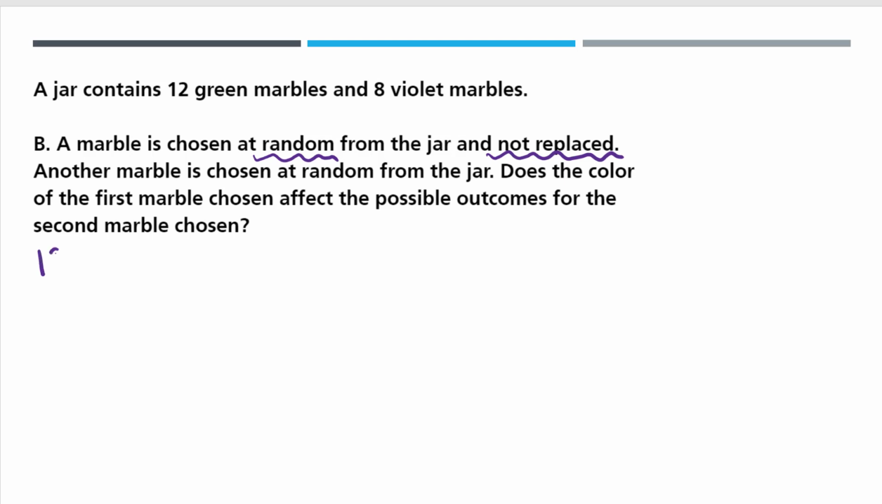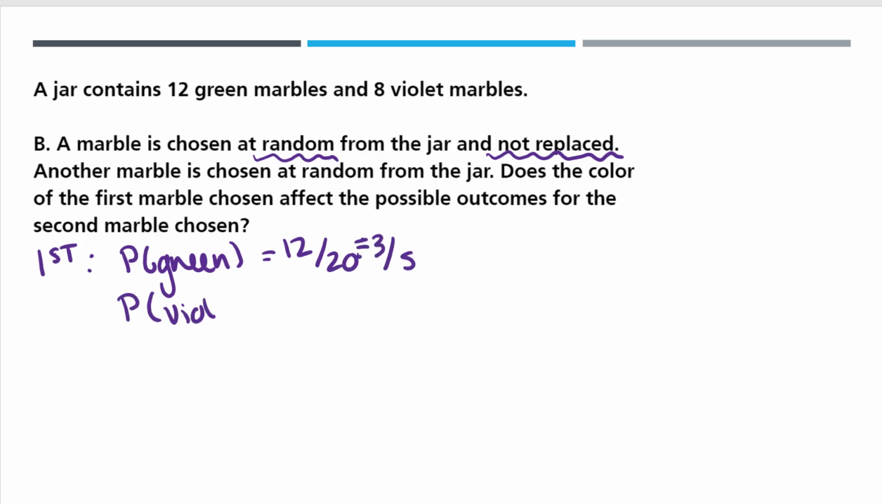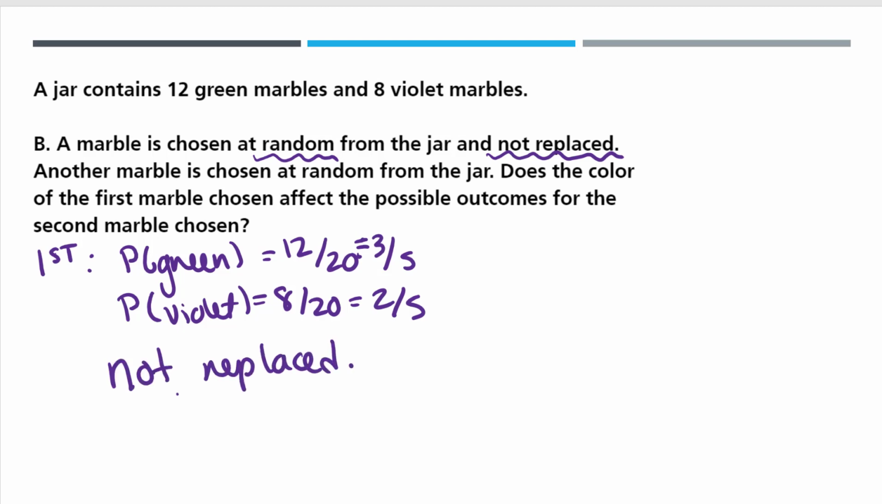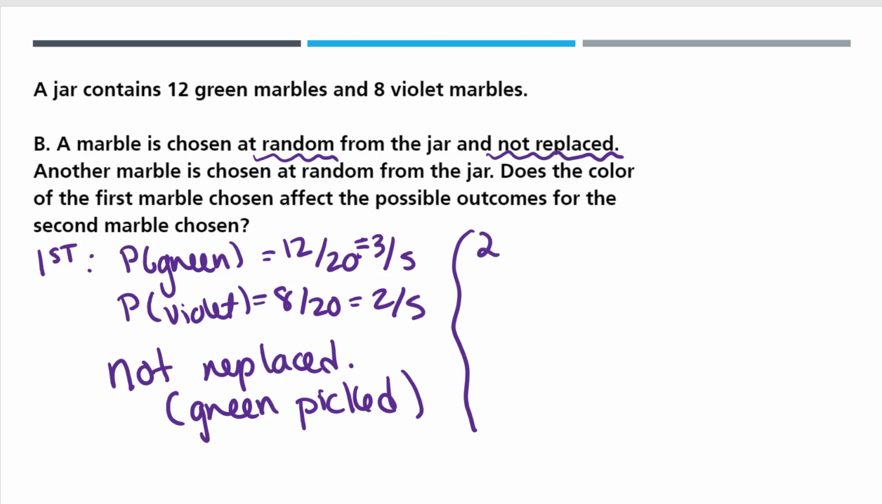So let's do this again. So we have our first. The probability of green is 12 over 20, which is 3 over 5. The probability of violet is 8 over 20, which is 2 over 5. It's not replaced. And let's just say, for argument's sake, that a green was picked. Now we go to the second marble.